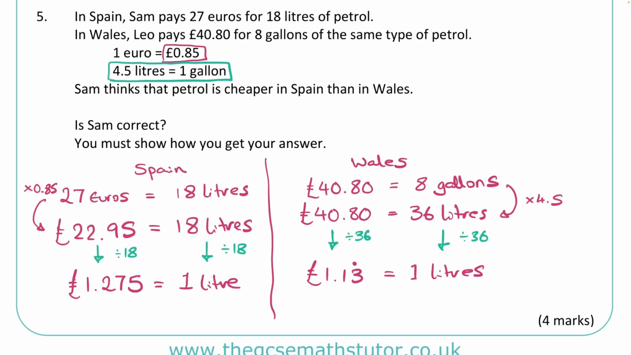So it says here, Sam thinks that petrol is cheaper in Spain than in Wales. Is Sam correct? You must show how you get your answer. Now it does ask us this question here, is Sam correct? So we need to answer that question. So we would say no, Sam is incorrect or not correct. And we have all of our working out to back that up. So we could say another statement there. We could say the petrol is cheaper in Wales, but of course by saying he's not correct, then we are saying it is the opposite. So there we go, no, Sam is not correct, and we have all of our working out to back that up, and our big important number there is that £1.13. So there we go, that is some currency conversions, where we also have some unit conversions involved as well.